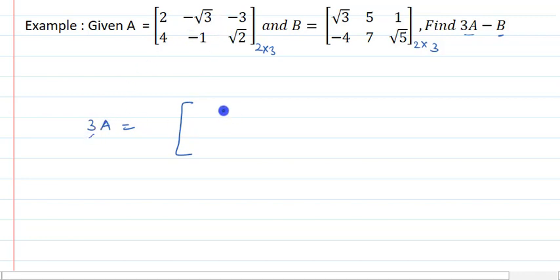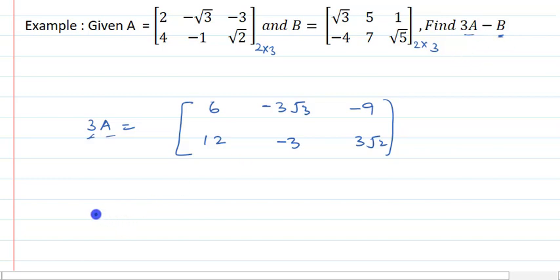So we are getting 3 2s are 6, minus 3 root 3, minus 9, then 12, minus 3, and 3 root 2. Here I have simply multiplied every element of A by 3 to get 3A, which means I applied multiplication of a matrix by a scalar. Similarly, I need to calculate minus B, which means again I need to multiply this B with scalar minus 1.